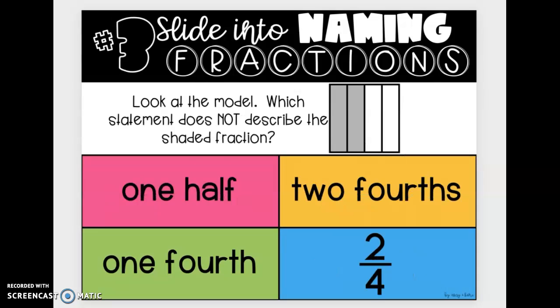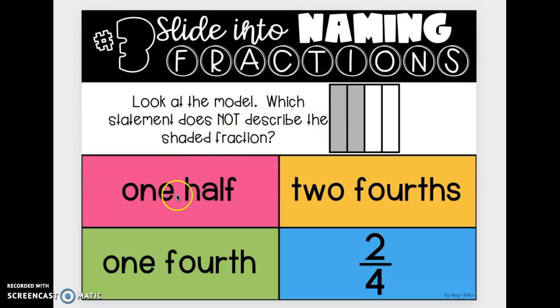Look at the model. Which statement does not describe the shaded fraction? Ooh, so they're asking us to think about the opposite. So first, let's look and see what our shape is. We have a square, and it's partitioned up into how many pieces? Let's look. 1, 2, 3, 4. Our shape is partitioned or divided into four parts, four equal shares, so it's divided up into fourths. So let's look and find the statement that does not match our fraction.